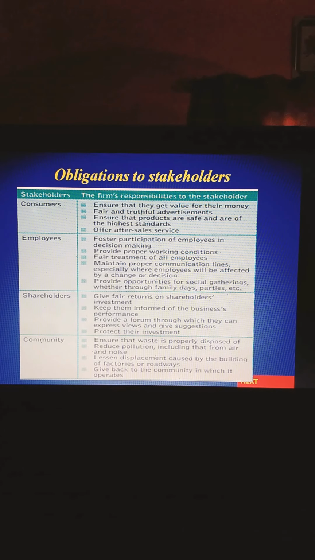So let us look now at the obligation to stakeholders. The firm's responsibilities to stakeholders. Consumers: they should ensure that they get value for their money. Good. Employees, there are many more, you can read them in your spare time. Employees: they should maintain proper communication lines, especially where employees will be affected by a change or a decision. For shareholders, they should be able to give fair returns. For the community as a whole, they should ensure that waste is properly disposed of. Good? So these are the stakeholders, and there are many more. We have government and others.